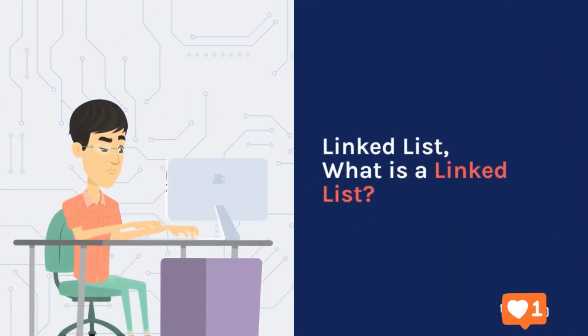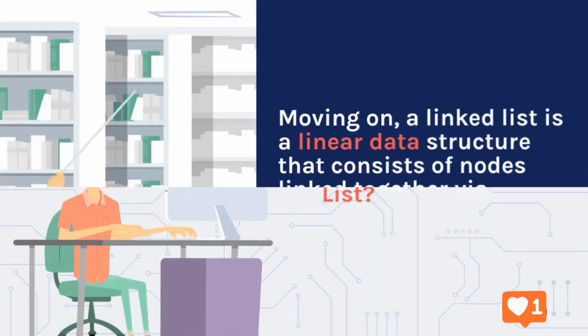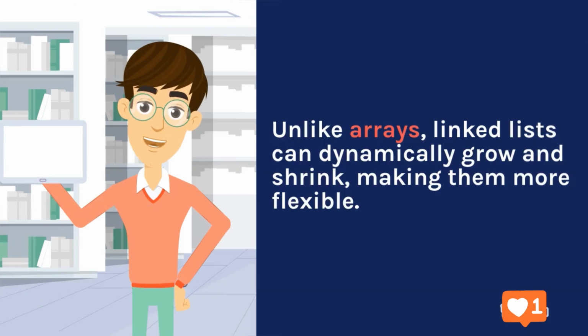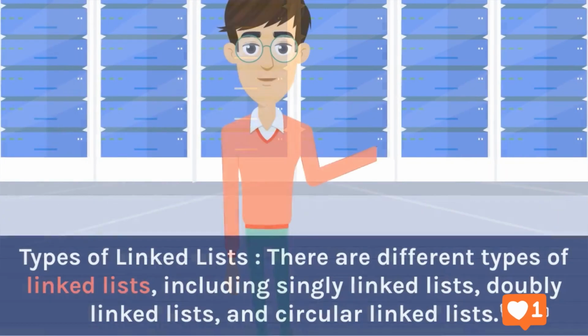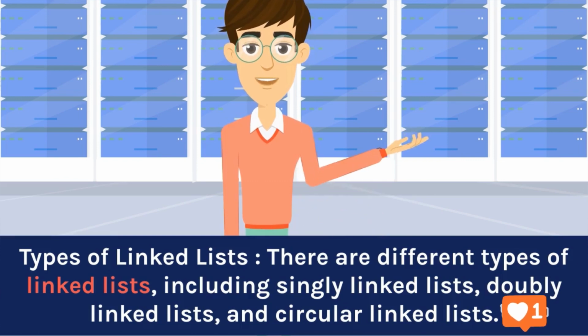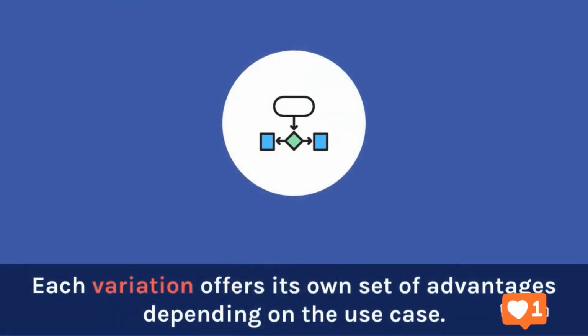Linked list. What is a linked list? Moving on, a linked list is a linear data structure that consists of nodes linked together via pointers. Unlike arrays, linked lists can dynamically grow and shrink, making them more flexible. Types of linked lists. There are different types of linked lists, including singly linked lists, doubly linked lists, and circular linked lists. Each variation offers its own set of advantages depending on the use case.